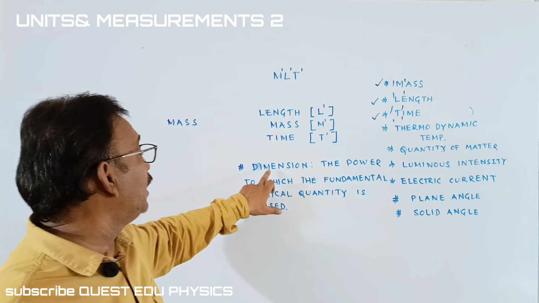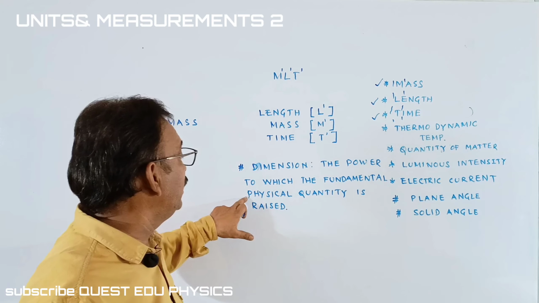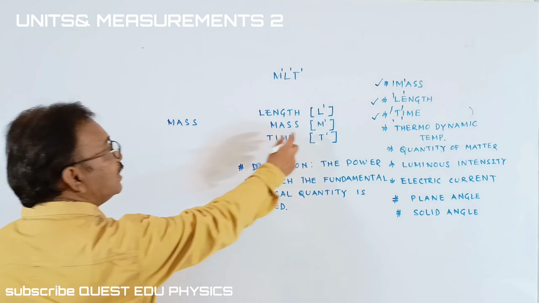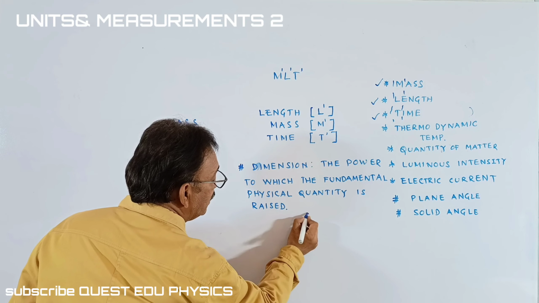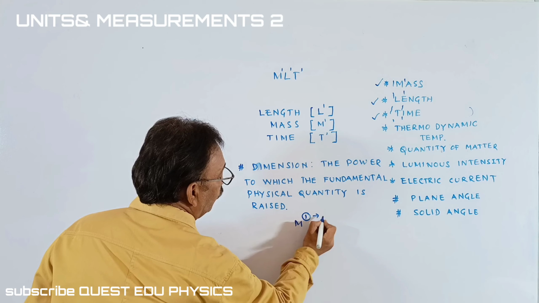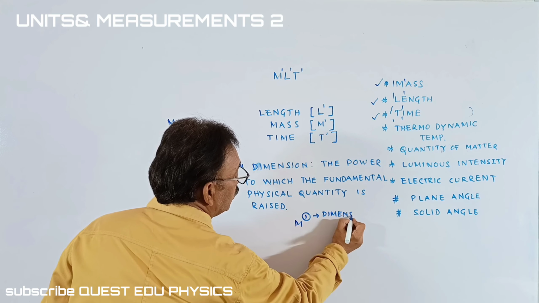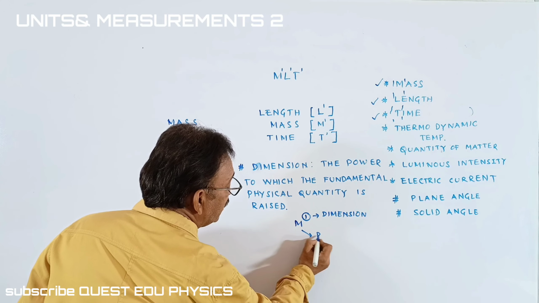Here, what is the dimension? The power to which the fundamental physical quantity is raised. Okay, students, that means what? Mass is written as M power 1. This is the dimension, okay, students. And this one is the physical quantity.